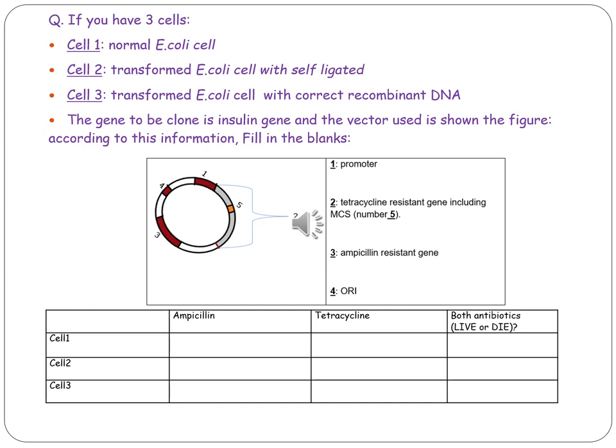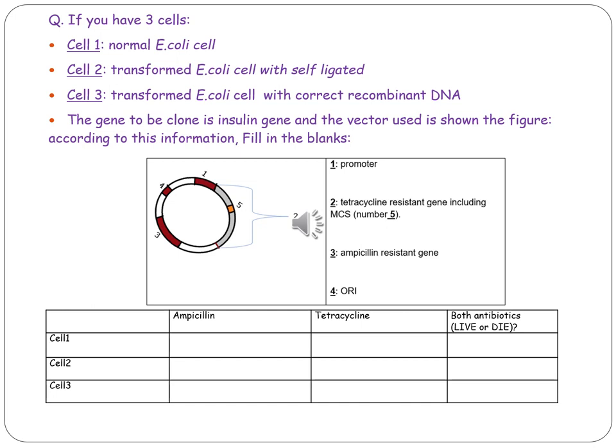Our plasmid has 5 areas or 5 regions. The first one is a promoter, which is used to drive gene expression. The second one is the tetracycline resistant gene, which includes the MCS, which means the multiple cloning site, and this site is where the restriction enzymes cut the plasmid. Number 3 is the ampicillin resistant gene, and number 4 is the ORI, which is the origin of replication.